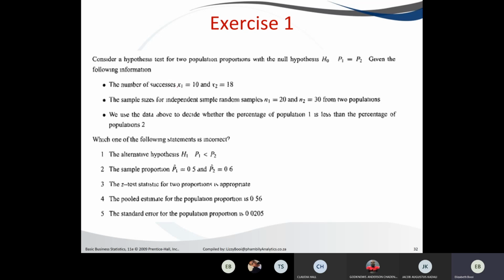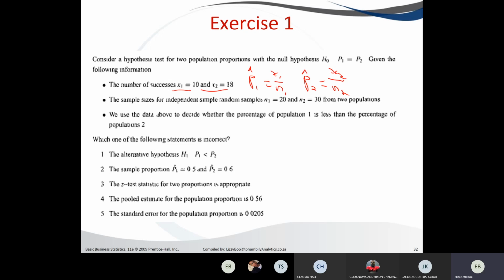For example, here they give you your X values. So it means you should be able to calculate your P1, which is your X1 divided by N1. And you should also be able to calculate your P2, or your sample proportion 2, which is your X2 divided by N2. And then they also give you your sample sizes, and they say the samples come from an independent random sample which has N1 and N2, which we can use to calculate the proportions. We're going to use those values to calculate them.